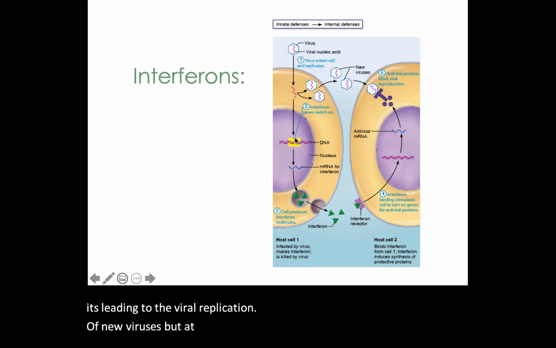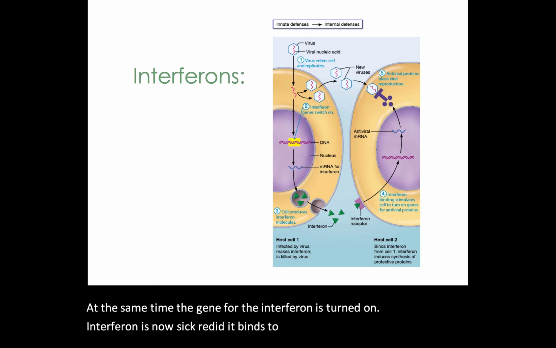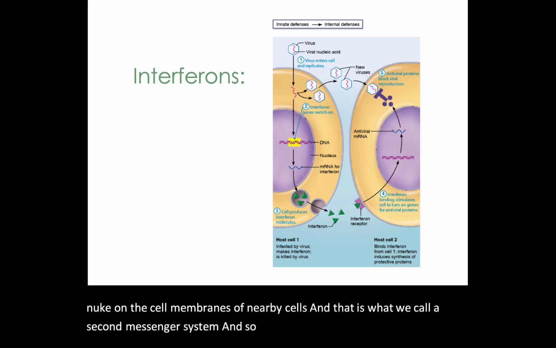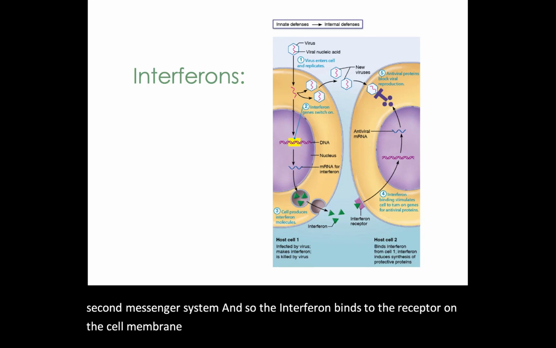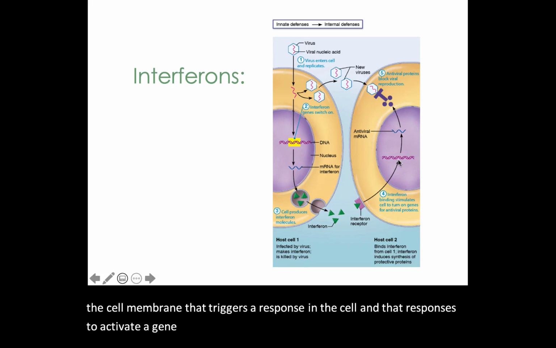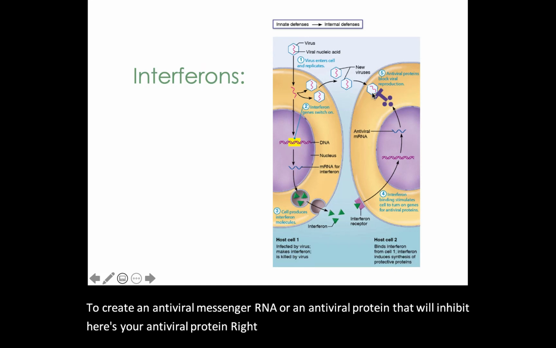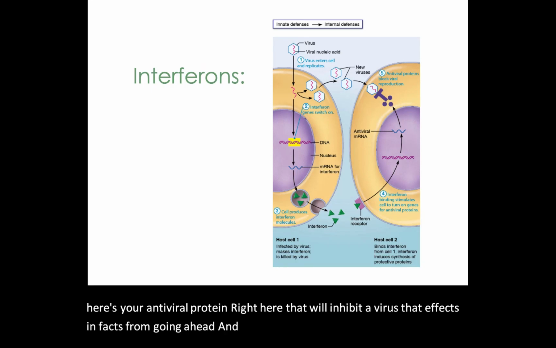But at the same time, the gene for the interferon is turned on. Interferon is now secreted. It binds to the interferon receptors on the cell membranes of nearby cells, and it's what we call a second messenger system. The interferon binds to the receptor on the cell membrane that triggers a response in the cell. And that response is to activate a gene on the chromosome in the host cell to create an antiviral messenger RNA, or an antiviral protein, here's your antiviral protein right here, that will inhibit a virus that infects from going ahead and replicating.